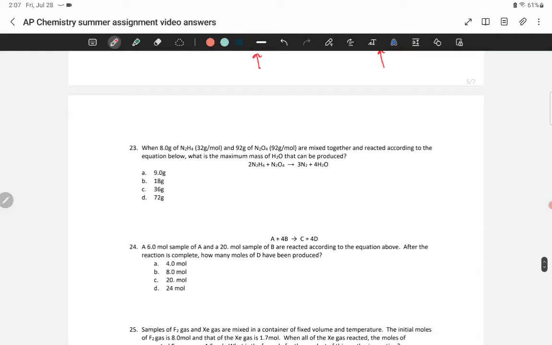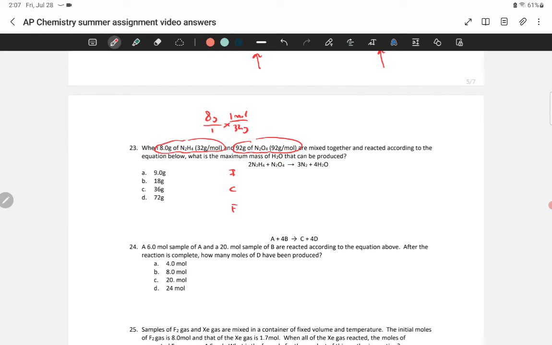23. Again, stoichiometry. ICF. Initial, change, final. So we have 8 grams and 92 grams. Well, grams we can't put in these to compare in any stoichiometric calculations. We need to look at moles. So 8 grams, I'll write it up here. I'll do one of these. So we have to get these into moles.